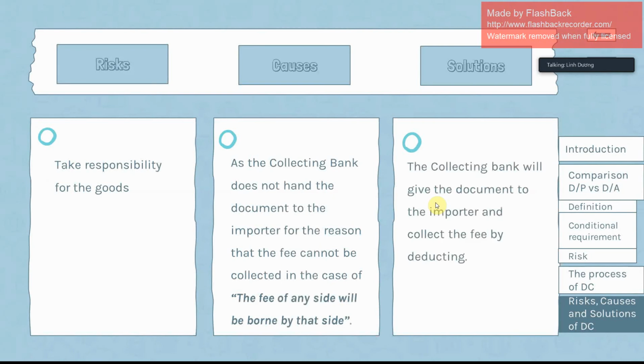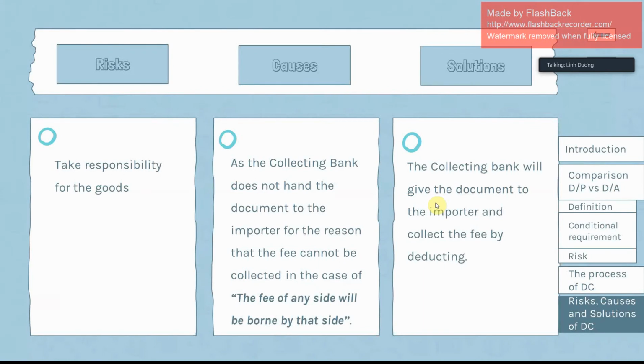Another risk is that the collecting bank has to take responsibility for unwanted problems with the goods when the payment is in process. In the URC 522, it's stated that a fee arising from any party is the responsibility of that party to pay, which means that the importer has to pay the service fee for the collecting bank. But in some cases, the importer doesn't pay the collecting bank fees, so the collecting bank waits for the fees and this leads to slow payment.